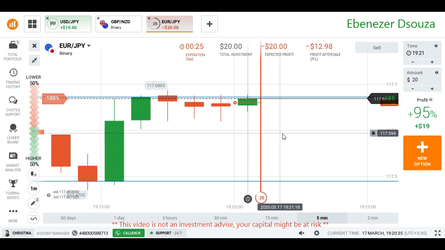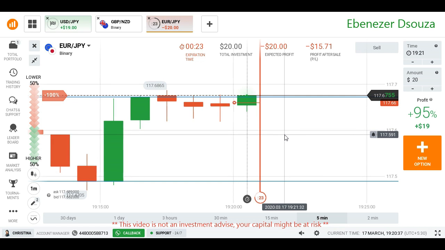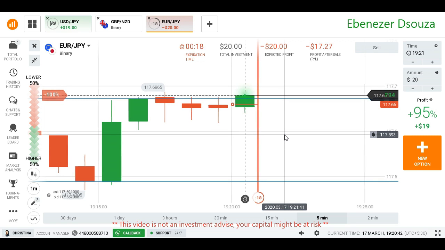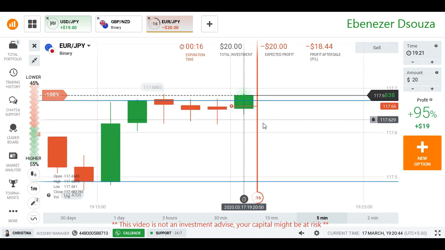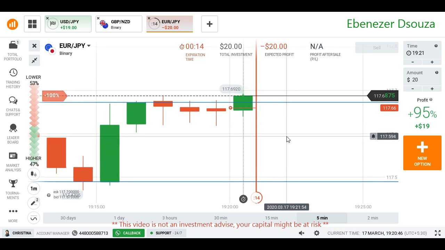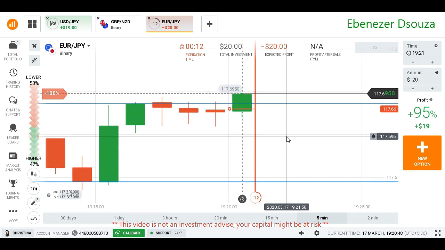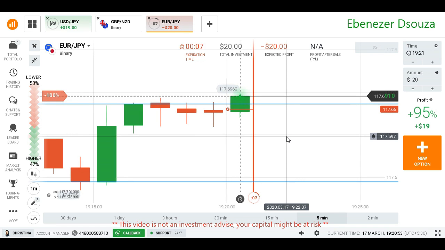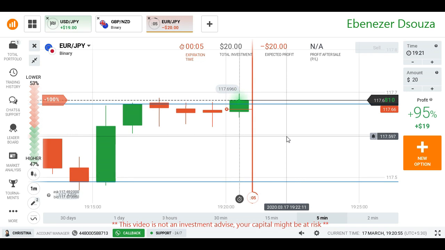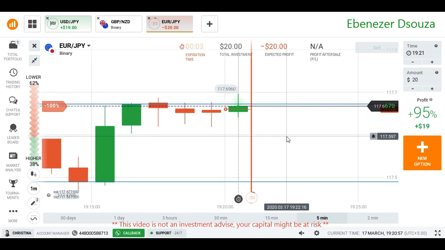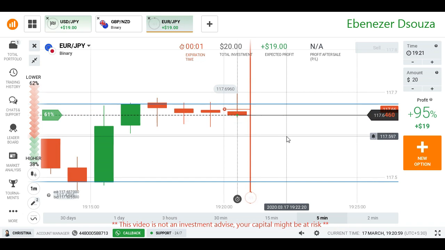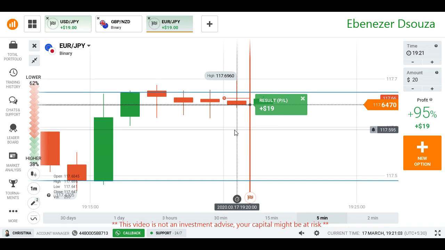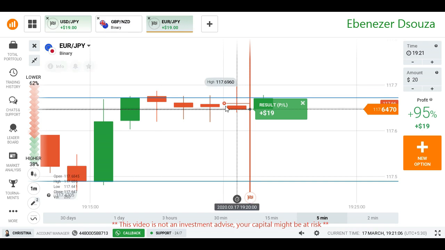Always remember this point, it will help you while you are trading. Okay, you no need to worry about this buying pressure. Again, it will reject and will close as a bearish candle. Okay, we have 8 seconds. Okay, you can see it closed as a bearish candle at the final. So we no need to worry about this.